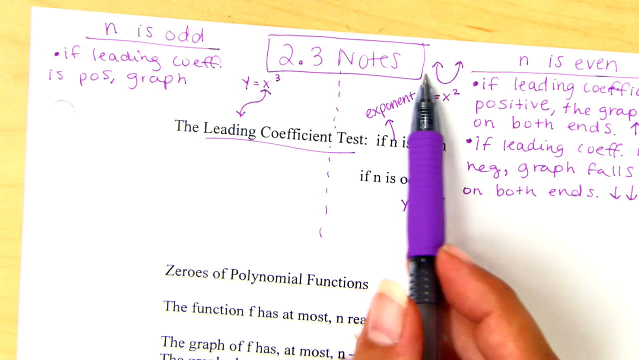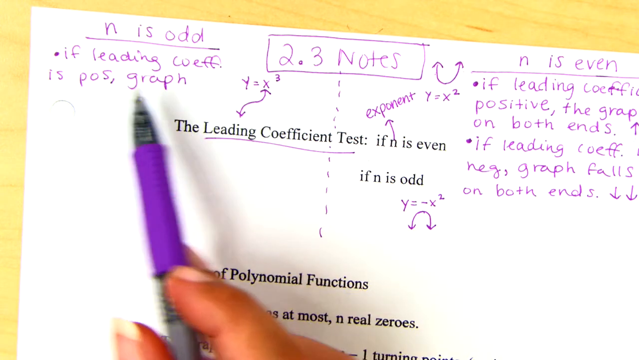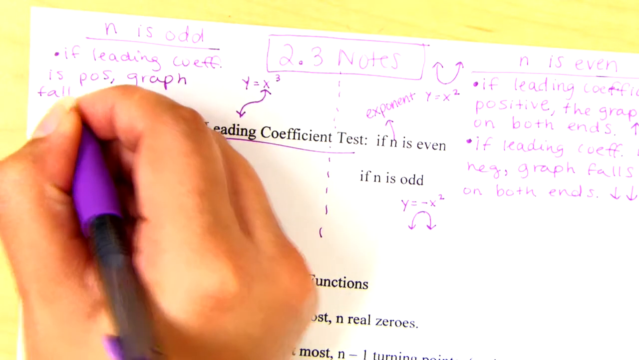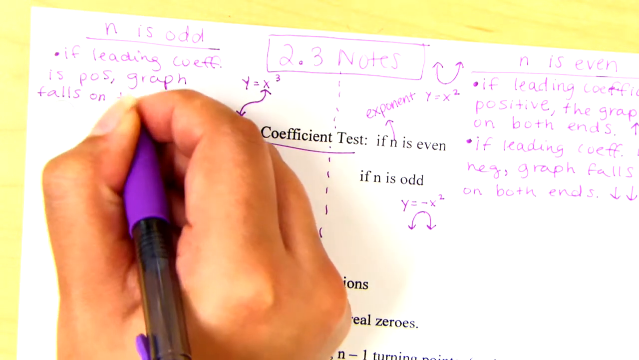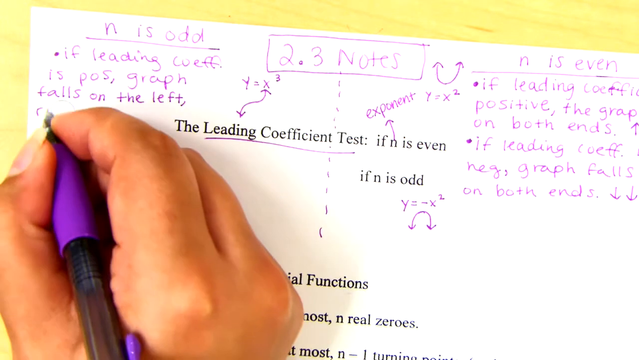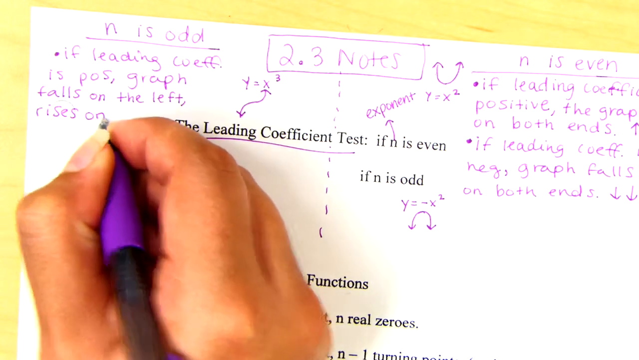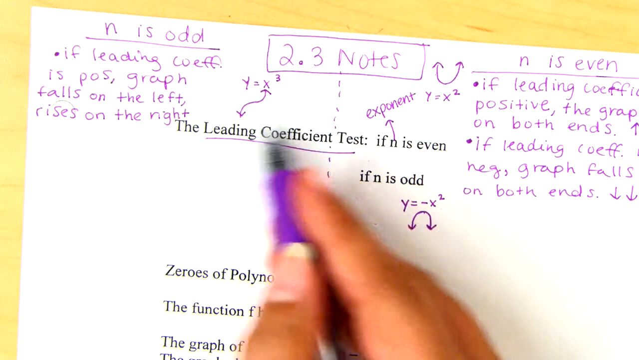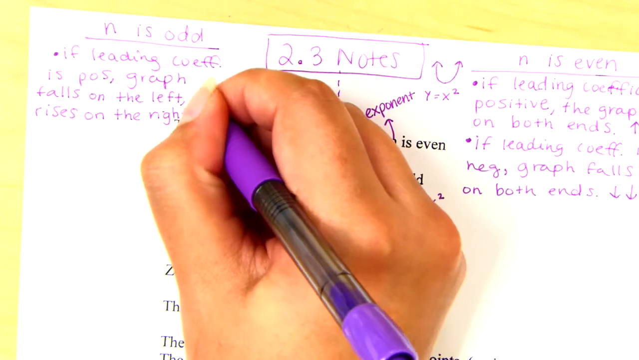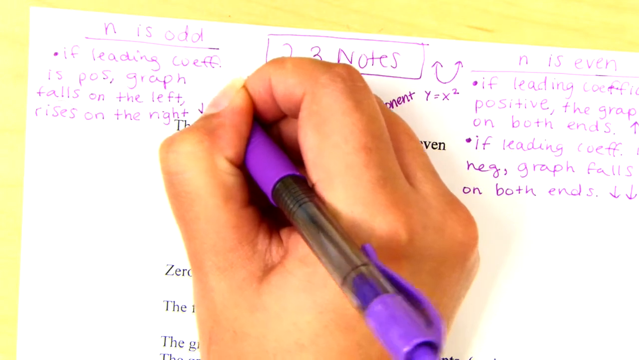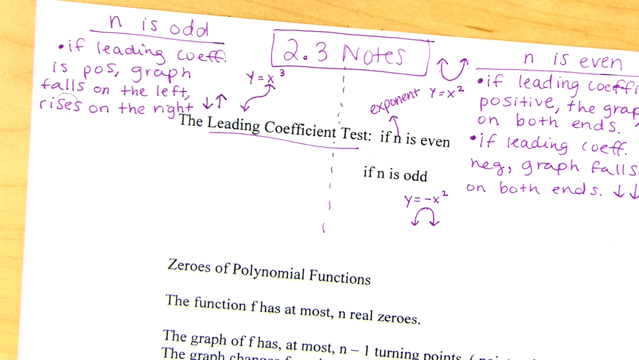Instead of it rises or falls on both ends, I'm going to say that the graph falls on the left, rises on the right. As far as arrow notation, on the left side my graph is going down, but on the right side my graph will be going up. So down and then up.